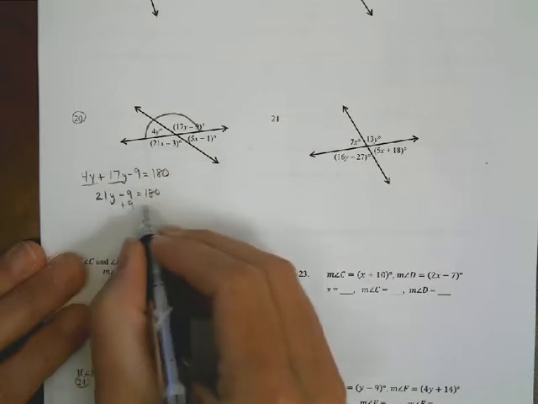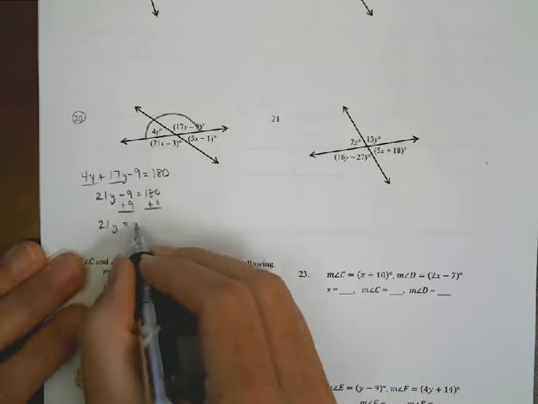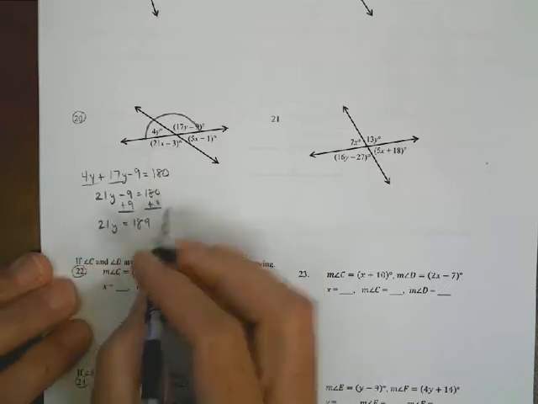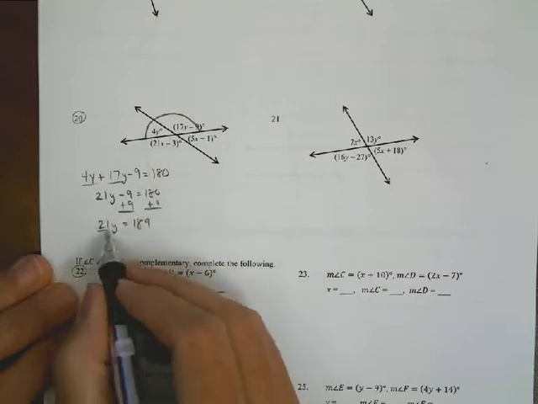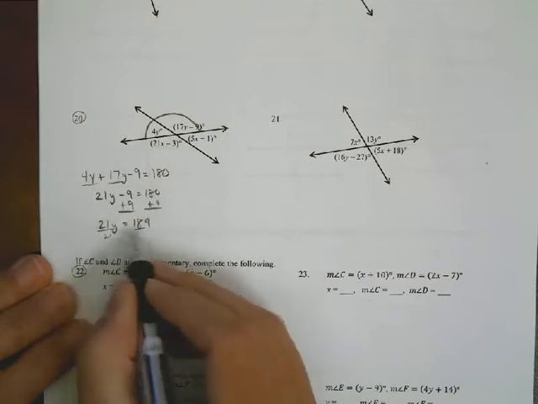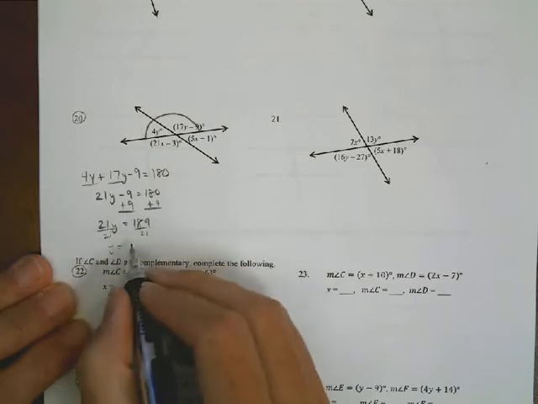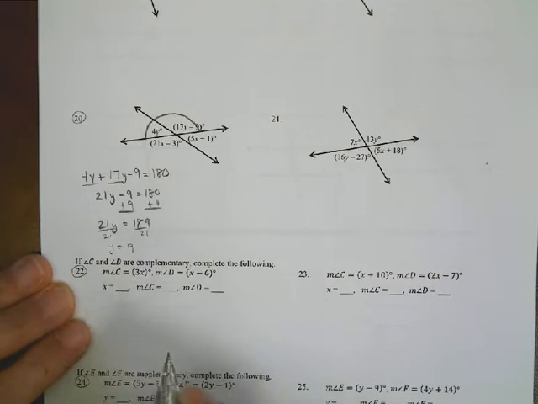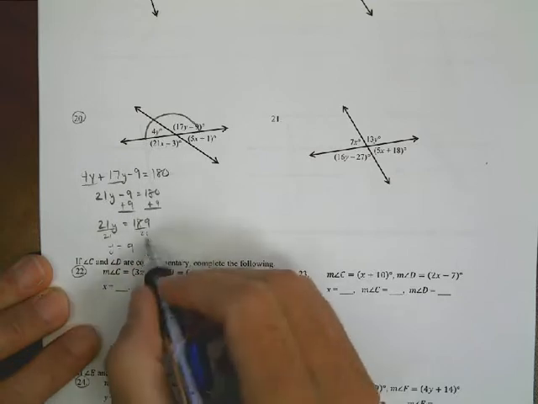I'll move that number over there by adding 9 to both sides. And I have a 21y equals 189. When I divide both sides by 21, I end up with y equals 9. Okay? So because y equals 9, now I can put that back into my little puzzle up here.